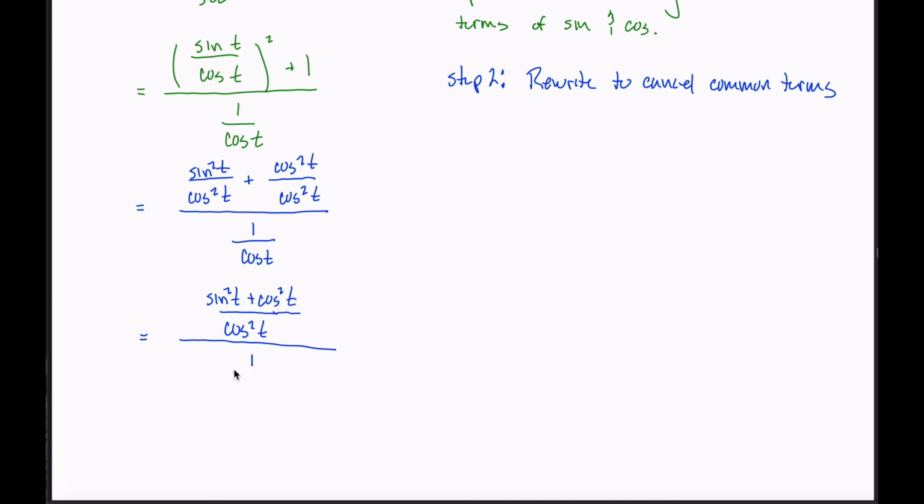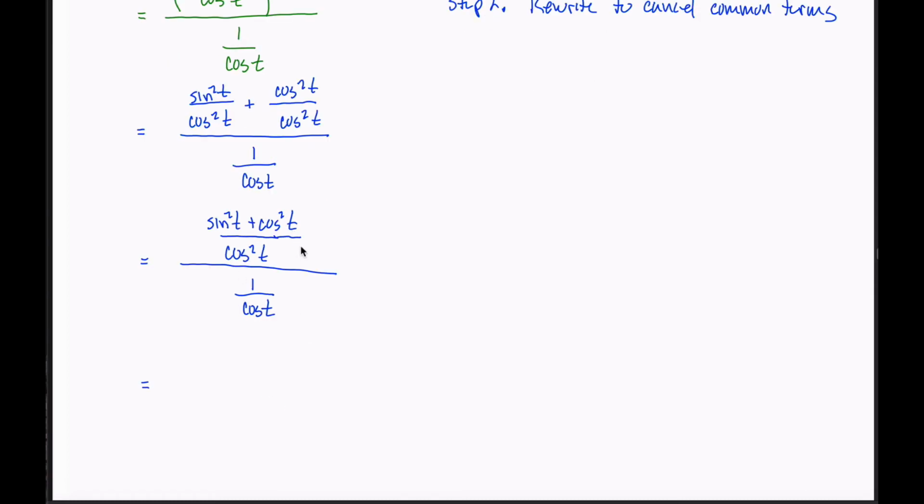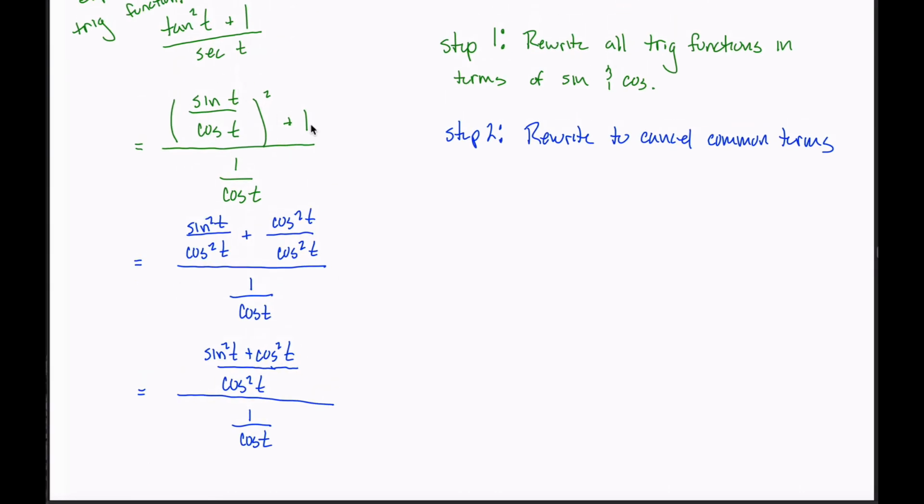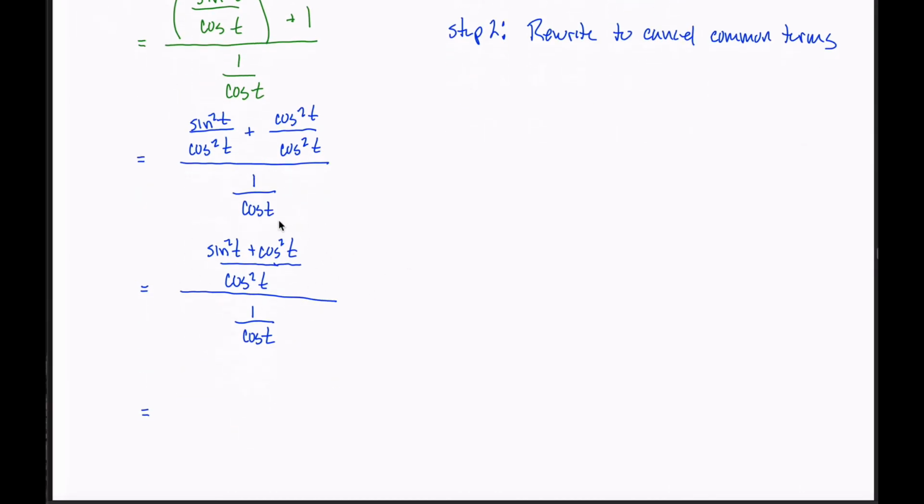Again, I'm going to leave the denominator completely alone for now. So I have 1 over cosine of t. I've now managed to rewrite this as a single fraction divided by a single fraction, whereas before I had two different terms on the top. Now I just have this single term here. That's good news. I know how to divide fractions.